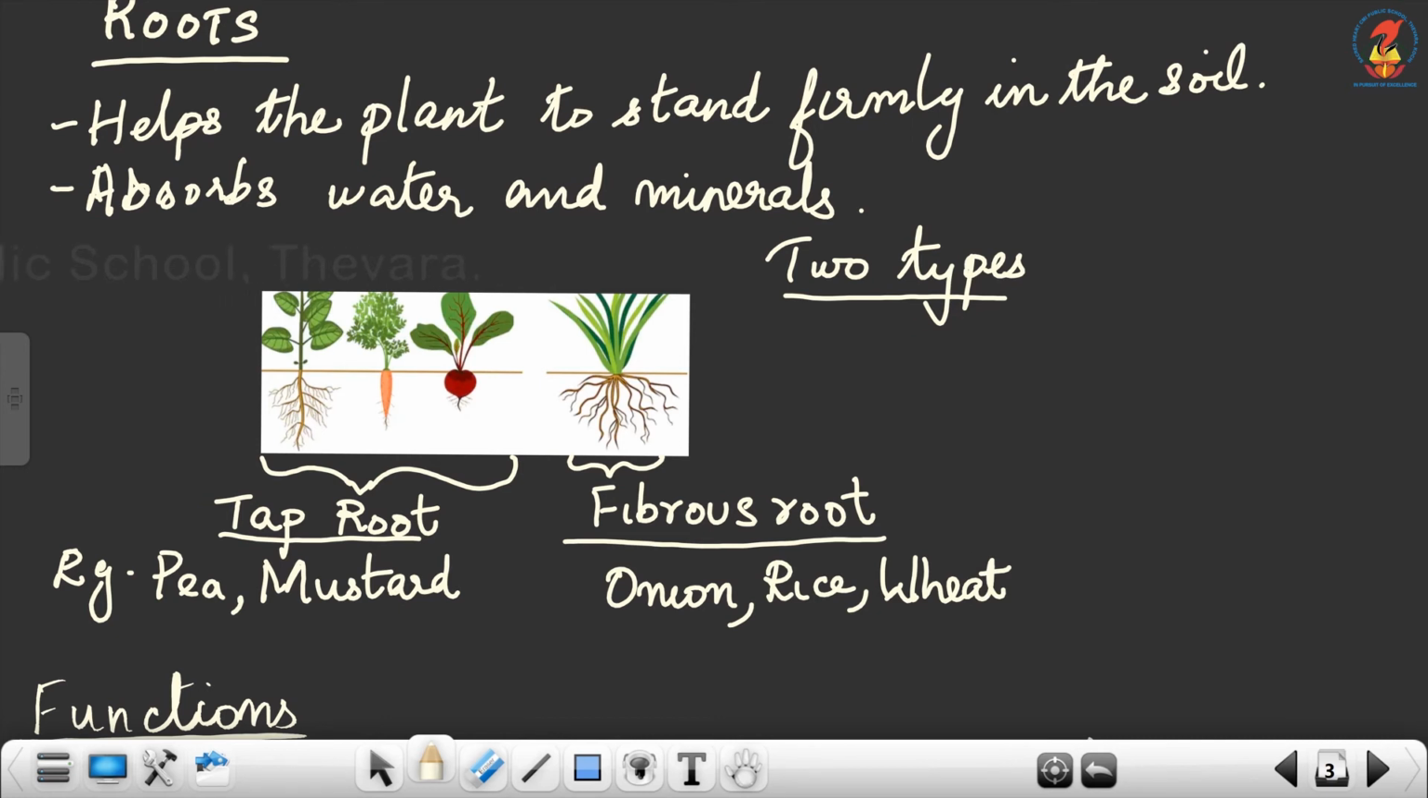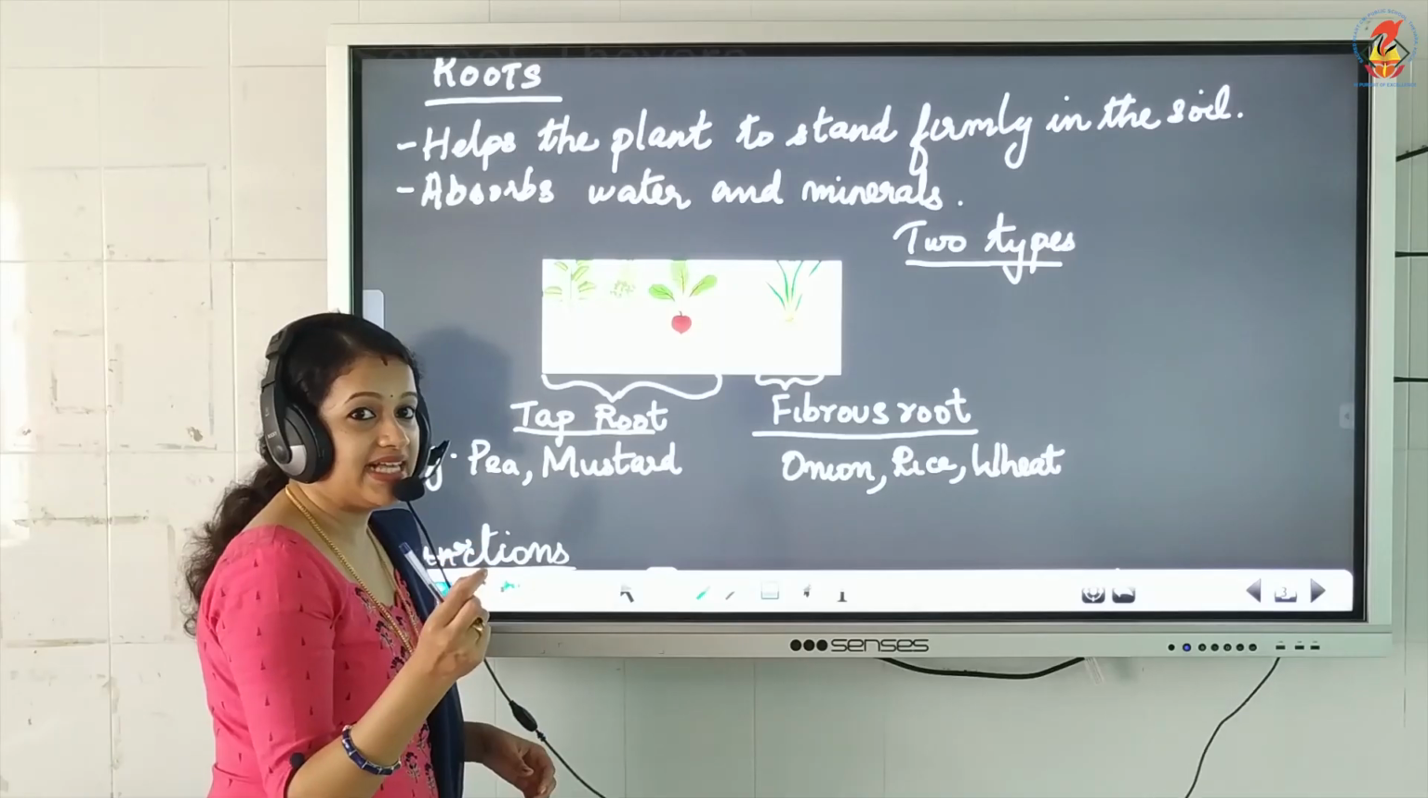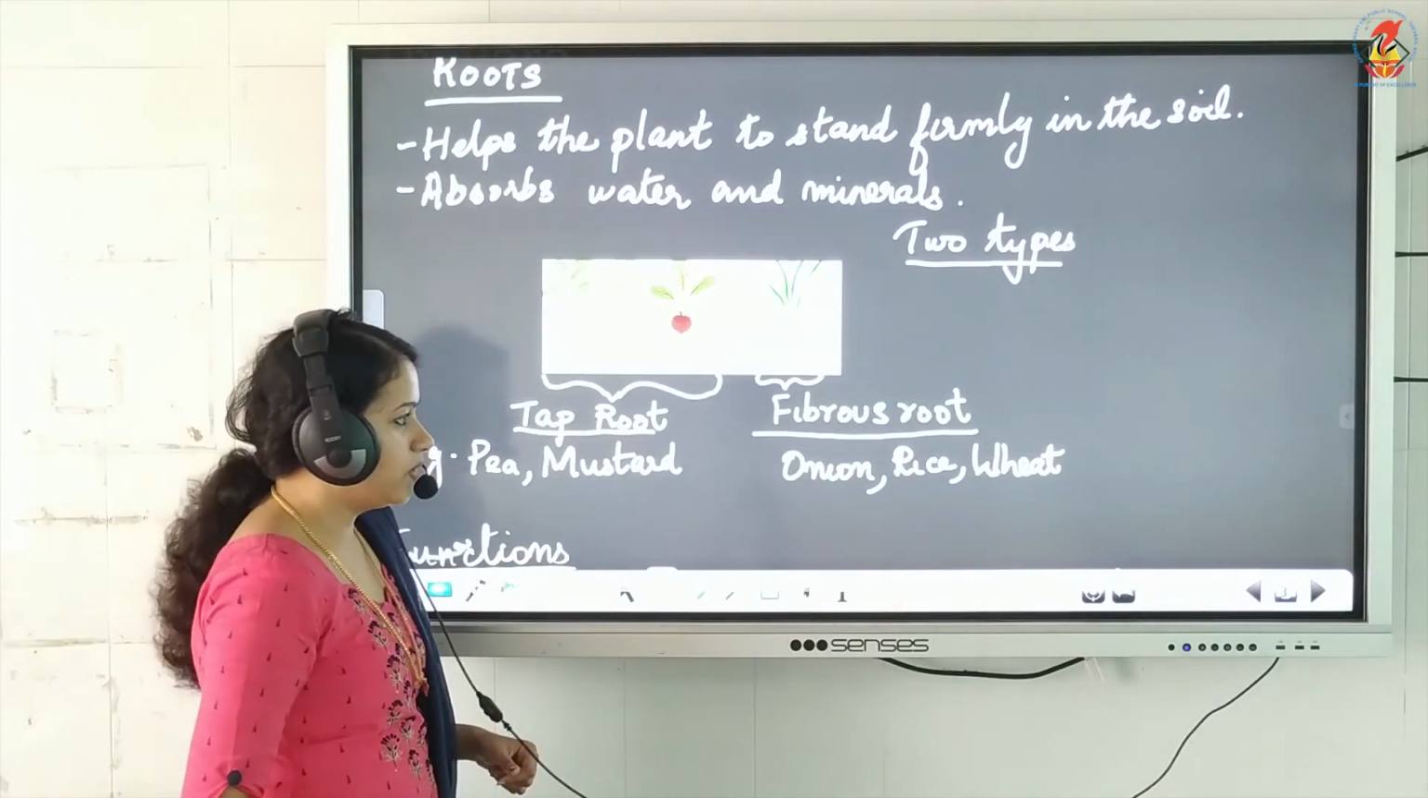Okay, so I will repeat once again. Taproot has a main root that is growing in the center, which is thicker. From that, smaller roots will arise. Example for plants with taproot is pea and mustard. Also carrot and beetroot. Then there is fibrous root. Examples for plants that have fibrous root is onion, rice, wheat, etc. In fibrous root, all the roots are very slender and thin, and all of them look similar.